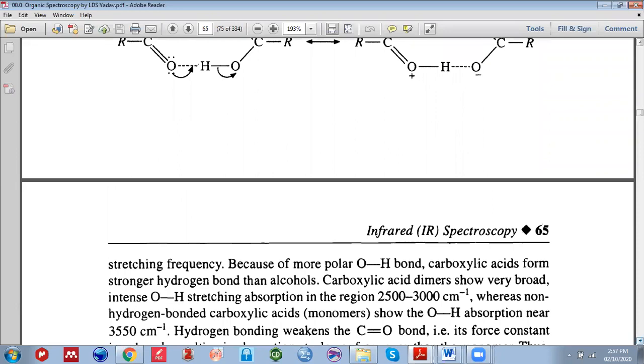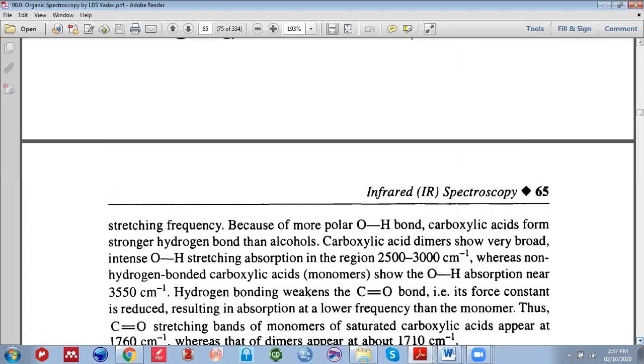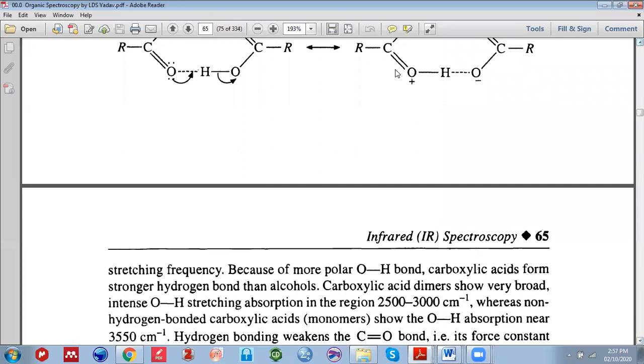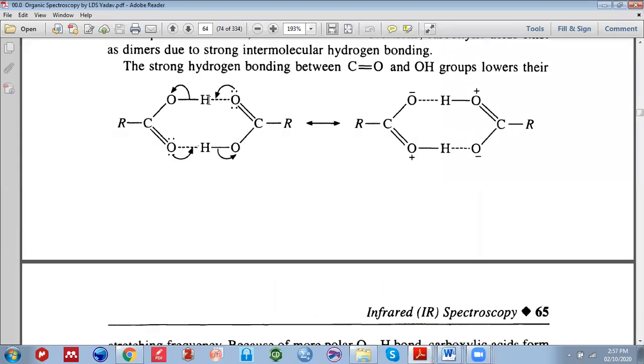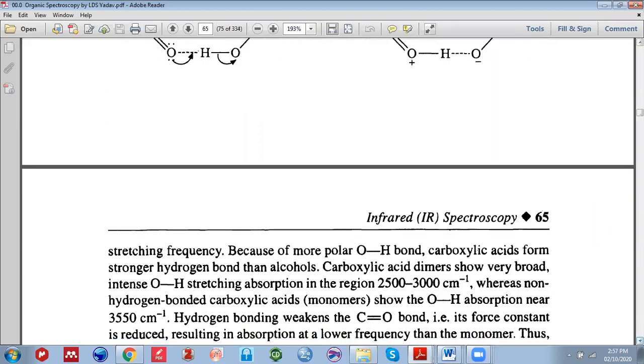Because of the more polar OH bond, carboxylic acid forms a stronger hydrogen bond than alcohol. Because alcohol contains only OH. Here the carboxylic acid group contains a more polar group, a more polar environment. Here oxygen and hydrogen, and another also just oppositely oxygen and hydrogen. So here the polar group is more. So carboxylic acid forms a stronger hydrogen bond than alcohol.